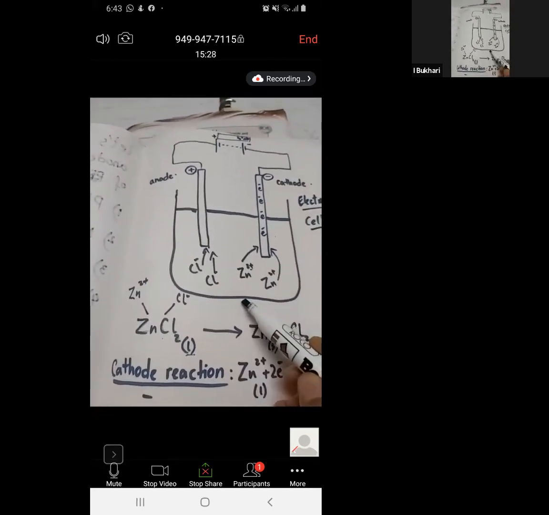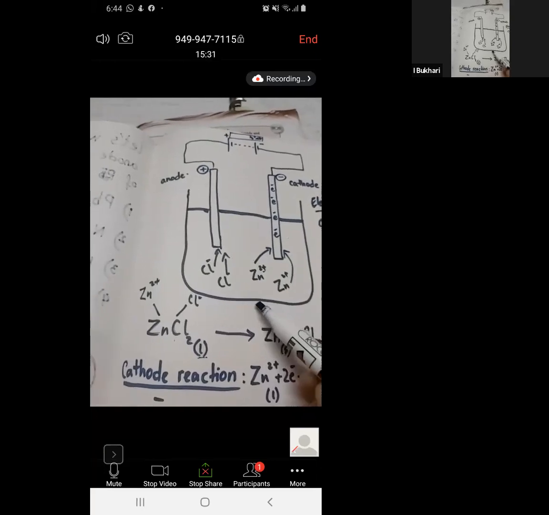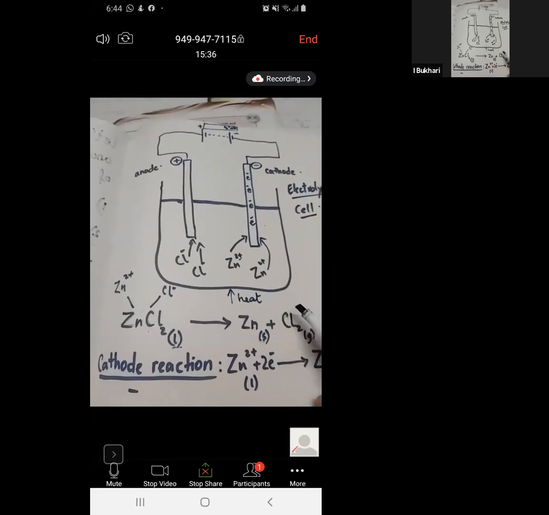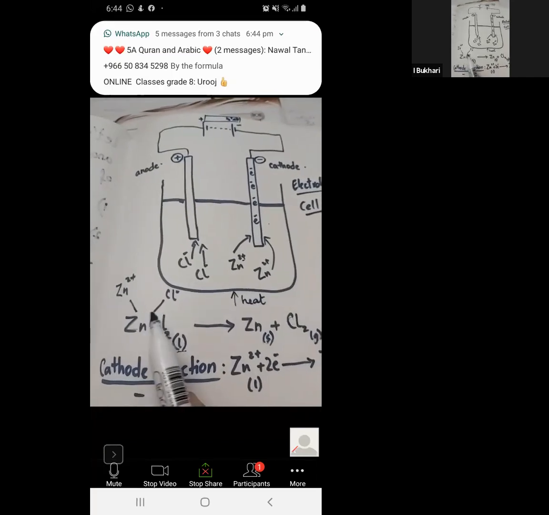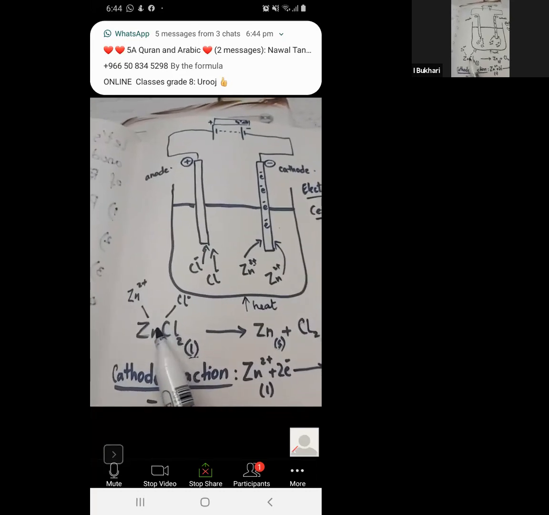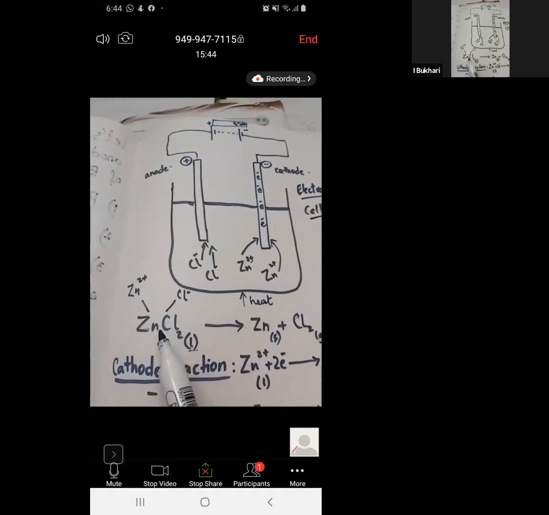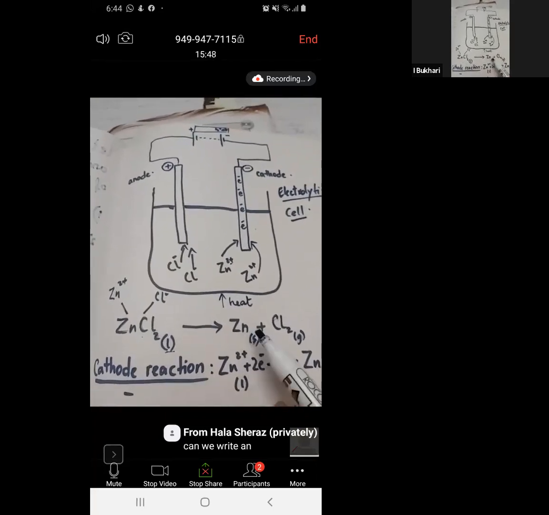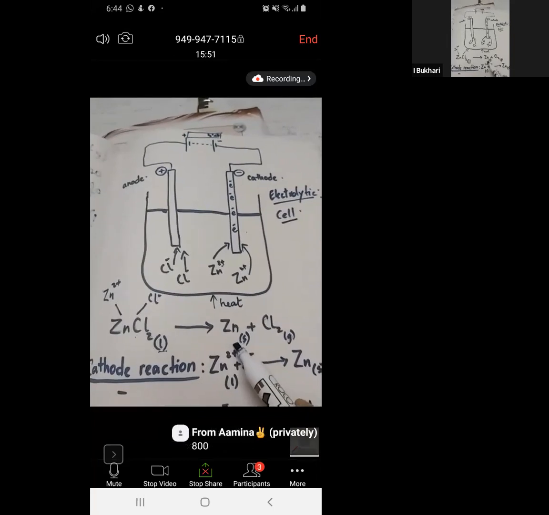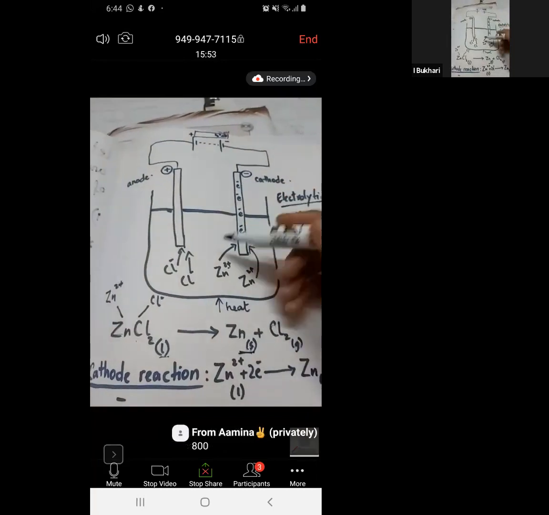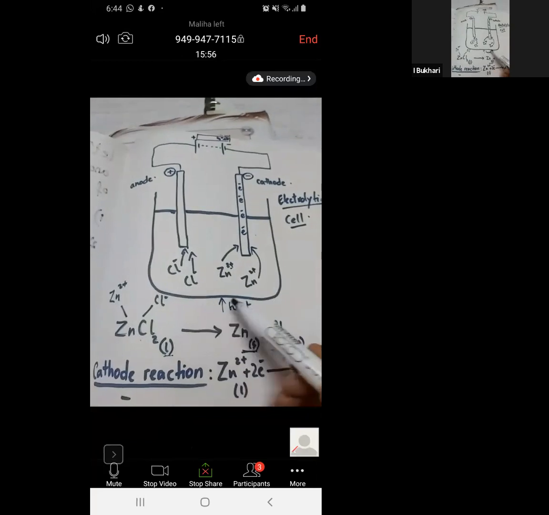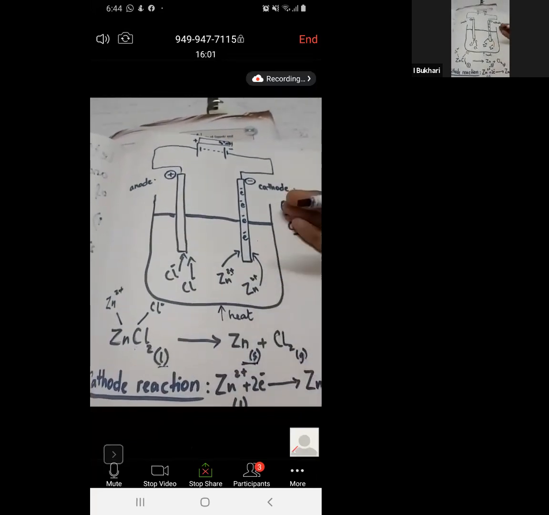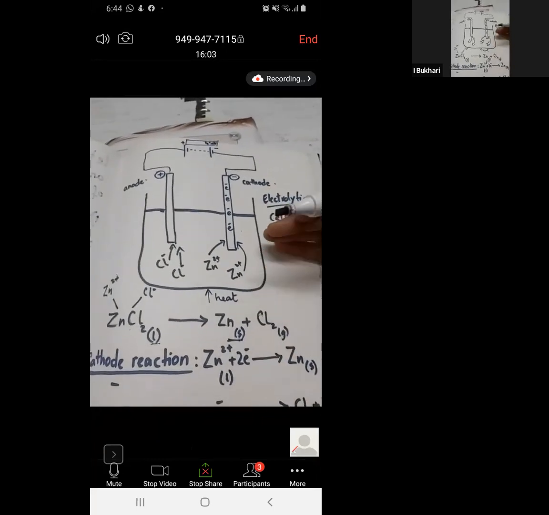And if you melt an ionic compound, you will require a lot of heat, maybe 1000 degrees Celsius, because the ionic bond is too strong. In order to break these ionic bonds, you have to provide a lot of energy and bring the temperature to around 1000, right? Now, we know we will get zinc solid. So basically, this electrolyte will decompose into its components in their natural state. The components will be deposited in their natural state.